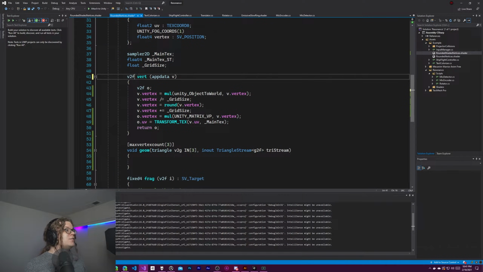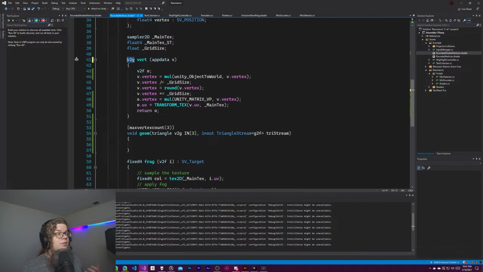And effectively, we just need to store in these two data structures the data that we need to send from one to the other. So V2G is going to be the data that is required by our geometry shader in order to do whatever calculation we're telling it to do. And then the G2F is going to be whatever is required in order to actually do the fragment calculation. That's how all of that's going to work.